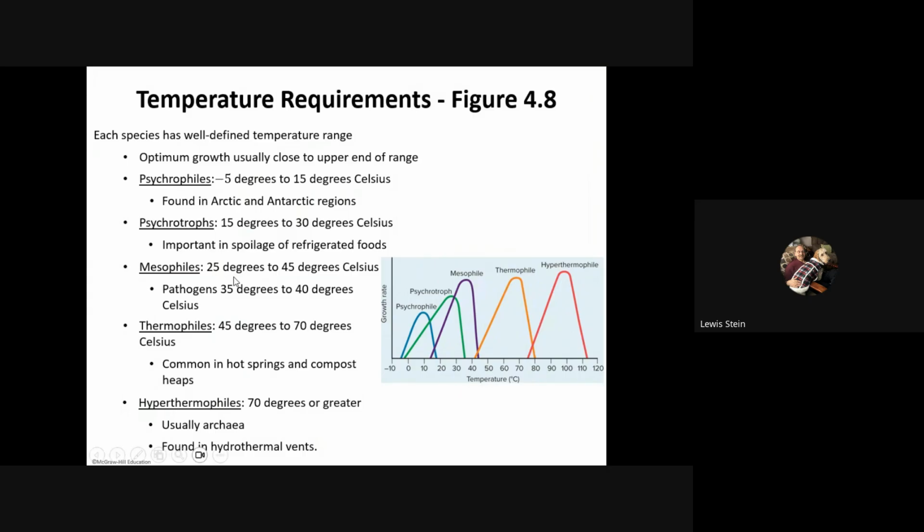The category that impacts us the most, the disease-causing organisms, is right around where we grow, 35 to 40 degrees Celsius. Our bodies are 37 degrees Celsius, 98.6. So that's where they do best. We call them mesophiles: philes because they like it, meso because it's in the middle. And the range is typically 25 to 45.